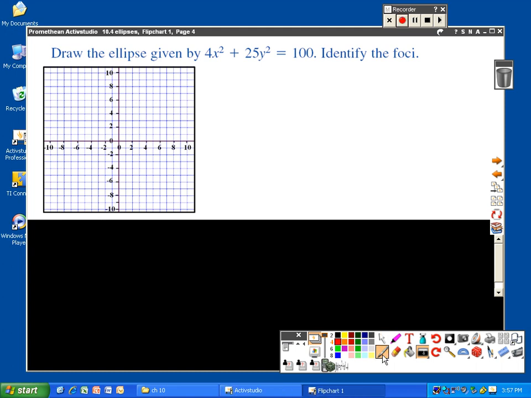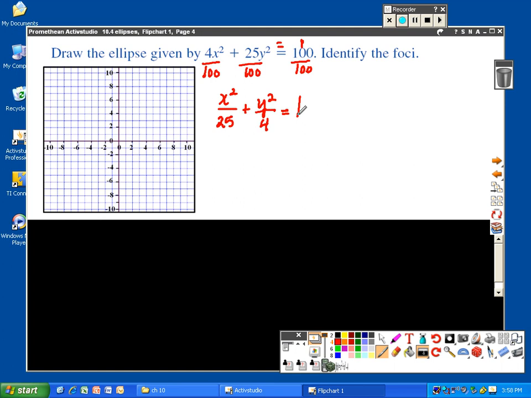So first of all, to draw it, it needed to be x minus h squared over a squared or b squared, and y minus k squared over a squared or b squared, and it always equaled 1. In order to get this to equal 1, I would need to divide by 100. So I need to divide every term by 100. If I do that, I get x squared over 25 plus y squared over 4 equals 1.